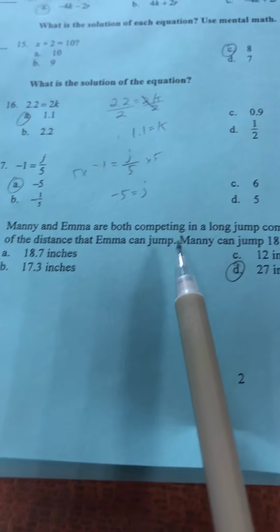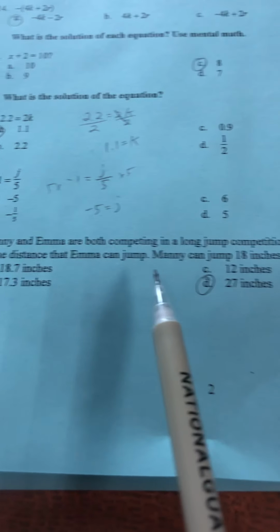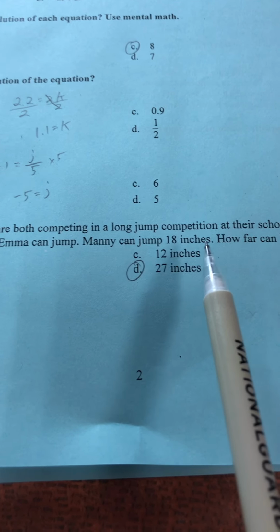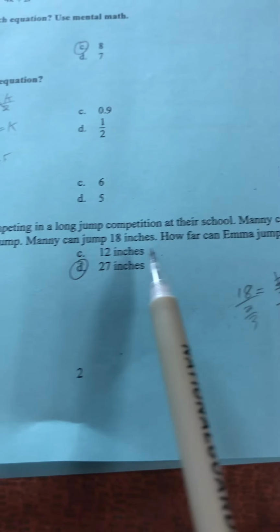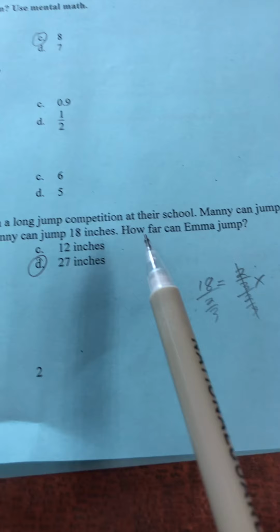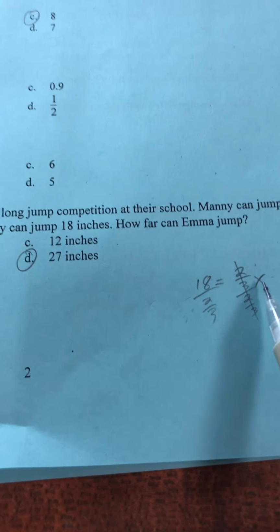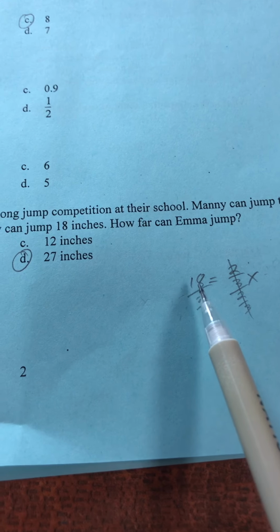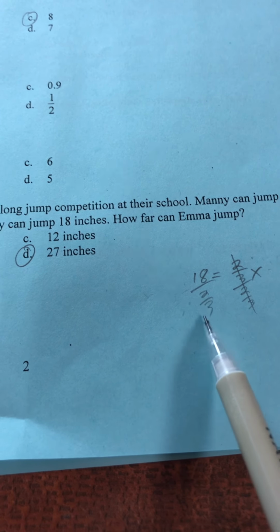Manny and Emma are both competing in a long jump competition at their school. Manny can jump 2/3 of the distance that Emma can jump. Manny can only jump 18 inches. I bet you it should have been feet. But anyways, that would be pretty long, like a record-breaking 27 feet. So yeah, maybe 18 inches, just 1.5 feet. But anyways, how far can Emma jump? So 2/3 of Emma's equals Manny's, which is 18. So you got to do 18 divided by 2/3. When you do that on your calculator, you'll get 27 inches.